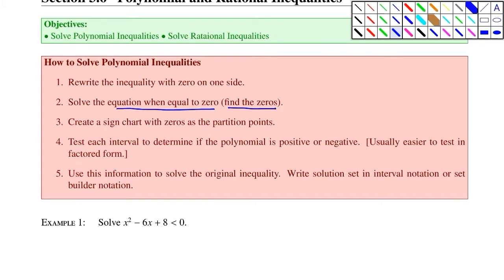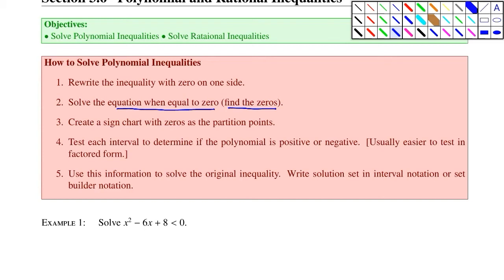Step 3 is to create a sign chart with the zeros as the partition points. These zeros are going to denote the places where the polynomial can change signs. And when the polynomial is positive, that represents greater than 0. And when the polynomial is negative, that represents less than 0.